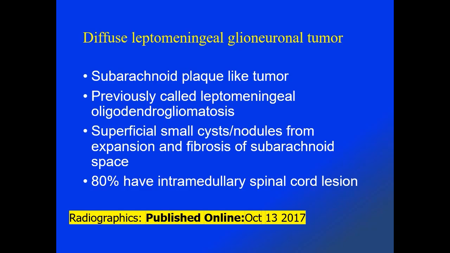Diffuse leptomeningeal glioneuronal tumor presents as extensive superficial subarachnoid plaque-like tumor, previously called leptomeningeal oligodendrogliomatosis. They demonstrate superficial small cysts and nodules from expansion and fibrosis of the subarachnoid spaces. 80% have intramedullary spinal cord lesion.